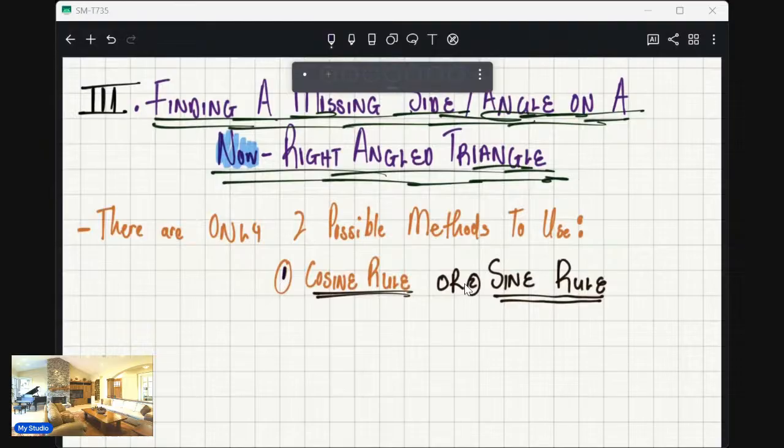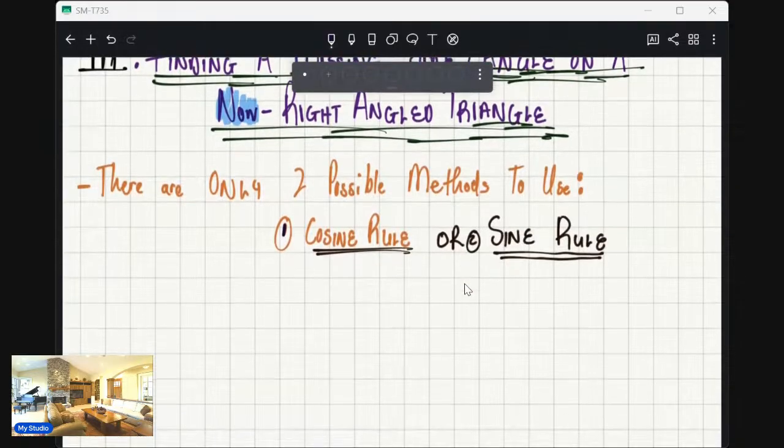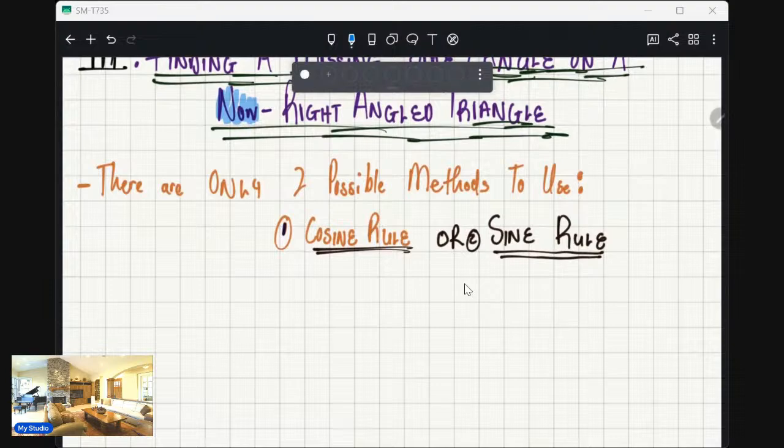Now, if they give us a triangle with no right angle, we are going to write the two methods that work: cosine rule or sine rule. Are we together? Now, cosine rule, write for me this.